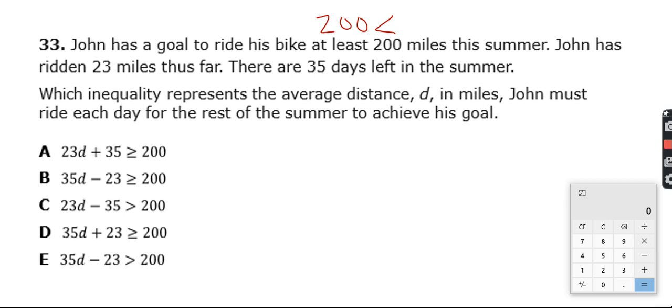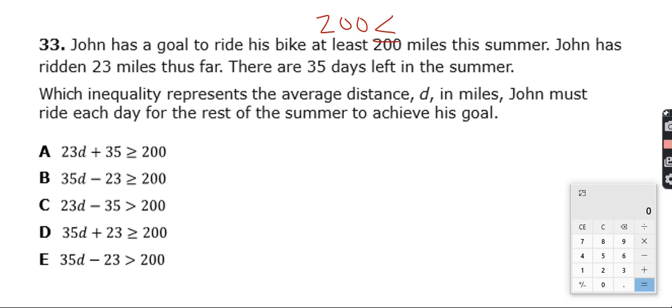But keep in mind, at least, so we can have 200. We can have 200, but that is the absolute smallest. So that's going to be inclusive. So we're going to write a little line. 200 is less than or equal to.